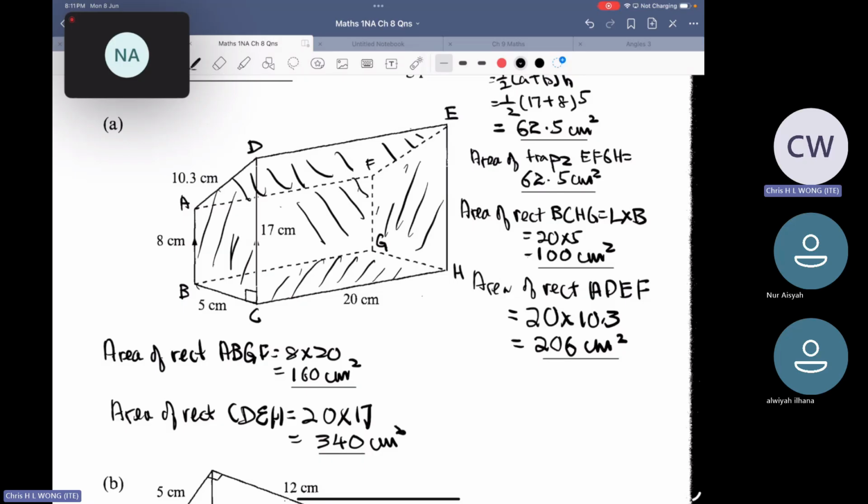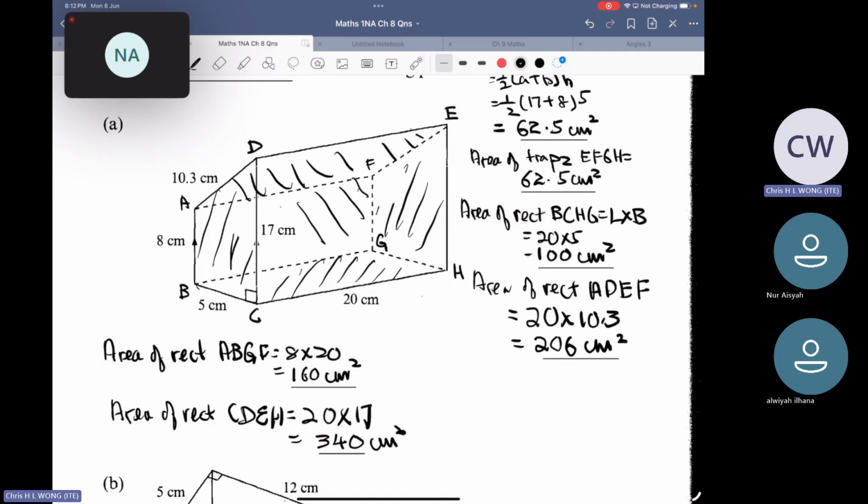All done, right? So what's the total area? You add them all up yourself. 62.5 plus 62.5 plus 100 plus 206 plus 160 plus 340, that's the total area. Underline those that you calculated, then you won't miss. If you don't underline them, someone will miss it. So I underline and know that I did it. Either I plus or I minus. What's the answer? 931 cm square, exactly.